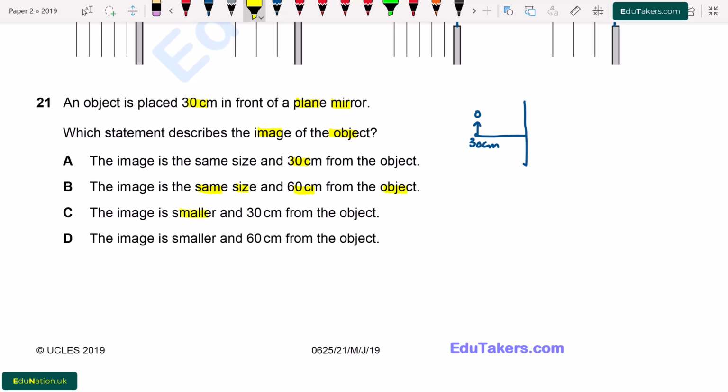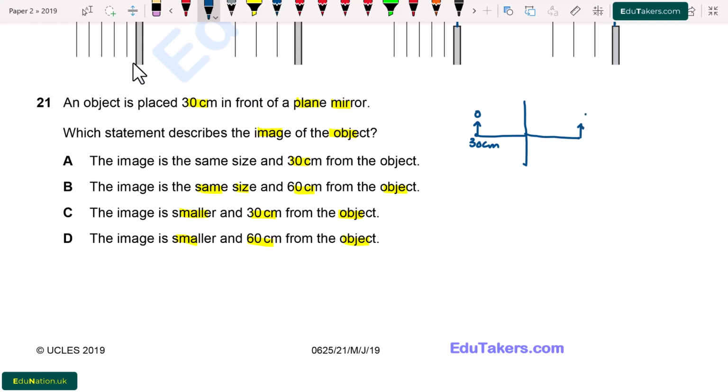The image is smaller and 30 cm from the object. Option D. The image is smaller and 60 cm from the object. The image formed by the plane mirror is of the same size as that of the object. The size of the image should be equal to the size of the object in the case of a plane mirror. So, the image will be formed on the other side but at the same distance.